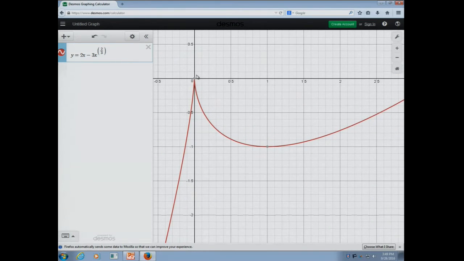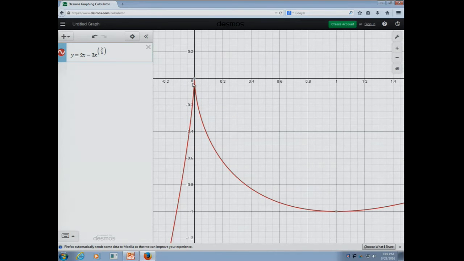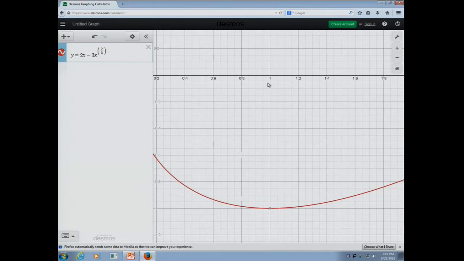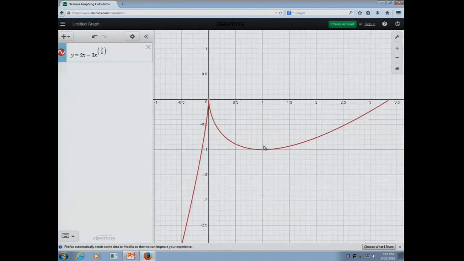Now let's take a look here, guys. As promised, isn't that amazing? Right there at 0, sharp, sharp corner. Also, as promised, right here at x equals 1, we got ourselves a valley. I'll zoom out so you can see that valley a little better. So we are getting exactly what we're looking for, and we're getting it by finding the critical numbers.